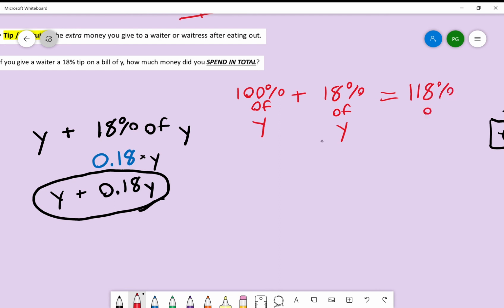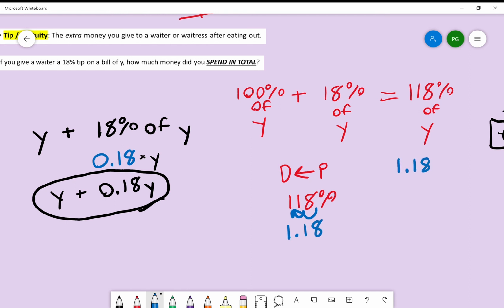118% of y. Now let's go ahead and go from percent to decimal, right to left. So I take 118% and I move the decimal point 2 spaces to the left, 1.18. So that's going to be 1.18 times y. Either one of these answers, y plus 0.18y or 1.18 times y, both of them could be correct. So there you have it. This is how to find a percentage expression for tip or gratuity.